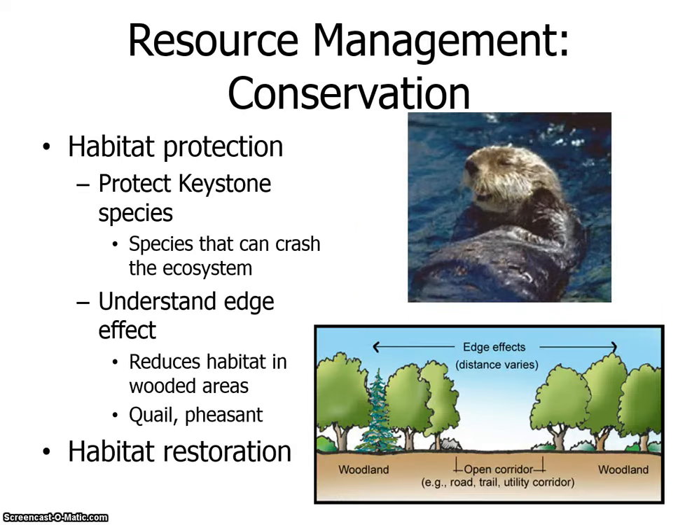Okay, habitat protection. We try to protect keystone species. I'm sure you've heard about habitat protection before. Just a reminder, a keystone species is a species that can crash the ecosystem if they are taken out. Also, habitat protection, there's this thing called the edge effect. Edge effect is you're going to find more life out here on the edge of forests than you are in the open or in the middle of the woodland, because on the edge you're going to have a greater diversity of bushes and of grasses and of trees. You're going to have a greater variety of life there.